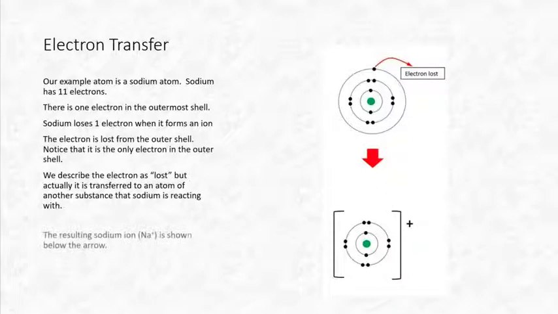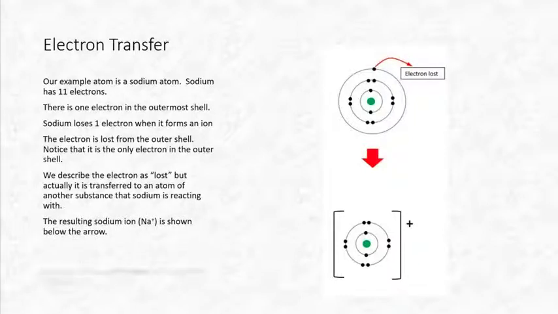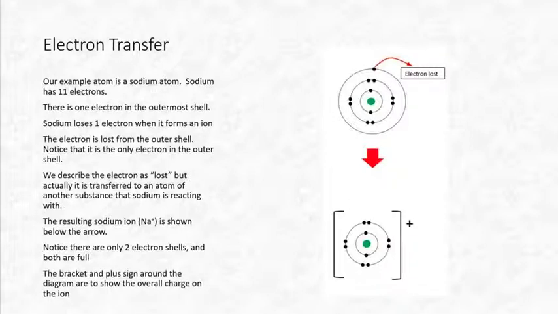So here we've got this sodium atom now shown below the arrow, and you can see there are now 2 electron shells. We don't draw the empty third electron shell from which we've lost the electron. And both those electron shells are full. That's the reason that sodium wanted to lose 1 electron, was to have full outer shells. And notice that we have square brackets and a positive sign around the diagram, and that's showing the overall charge on that ion.